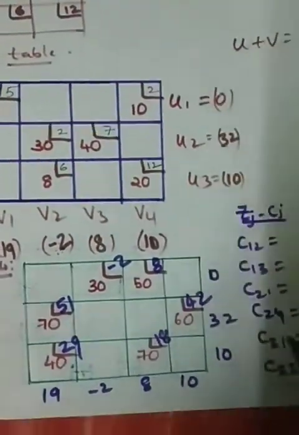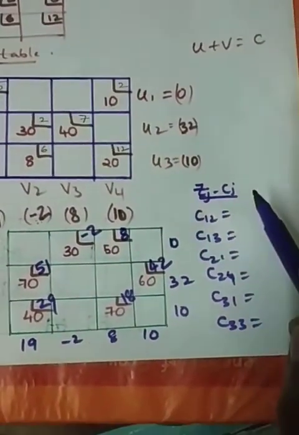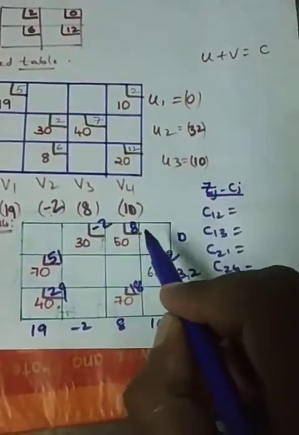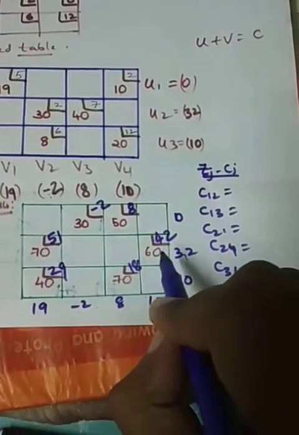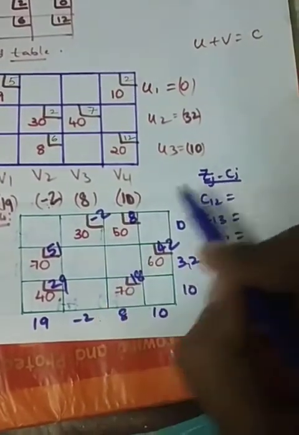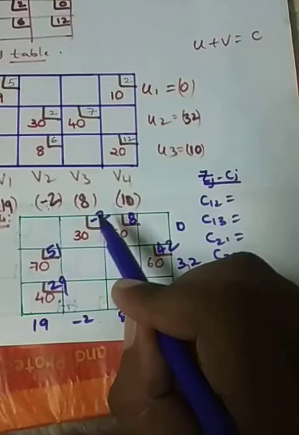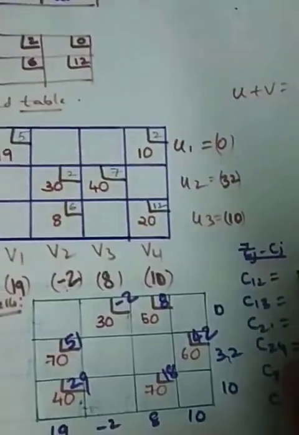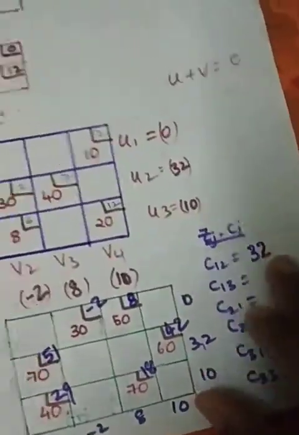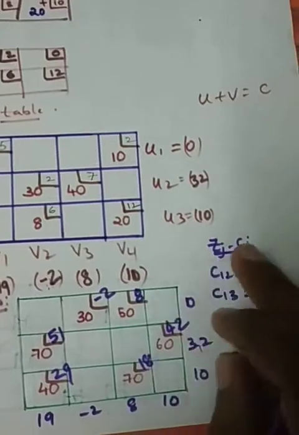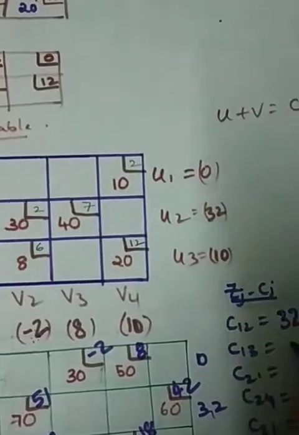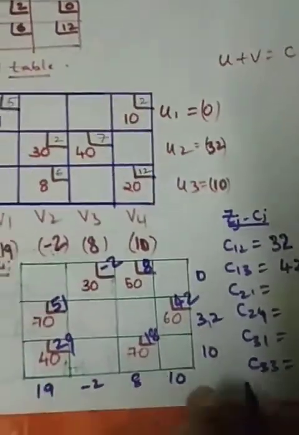Okay, so now the final step is Zj minus Cj. Here you have C12 first row second column, C13 first row third column, second row first column, second row fourth column, third row first column, third row third column. So first row second column, here you have Zj minus Cj. 30 minus the Cj of minus 2. 30 minus of minus 2 is 32. So I enter the value as 32 here. Next, 50 minus 8. Next 8 is Cj. 50 minus 8 is 42.